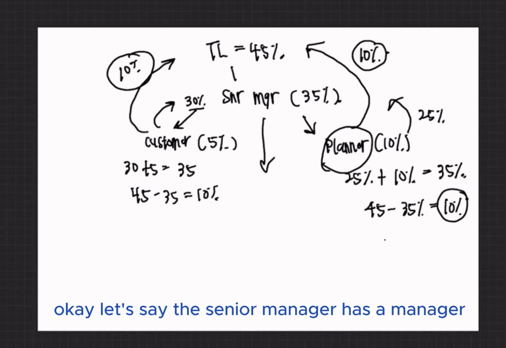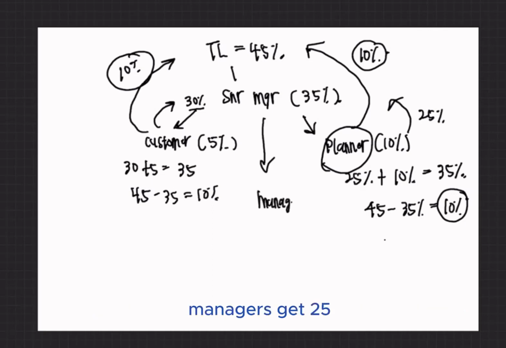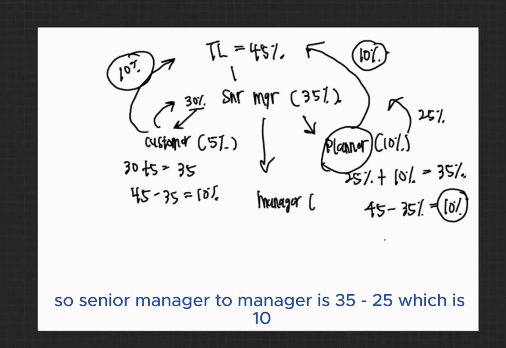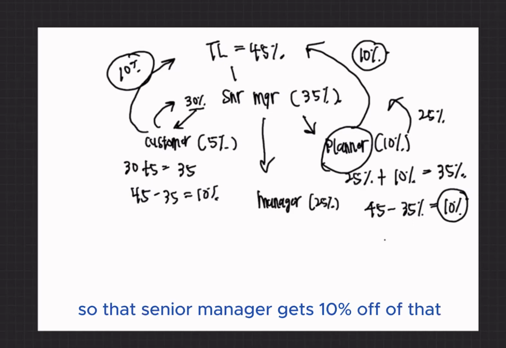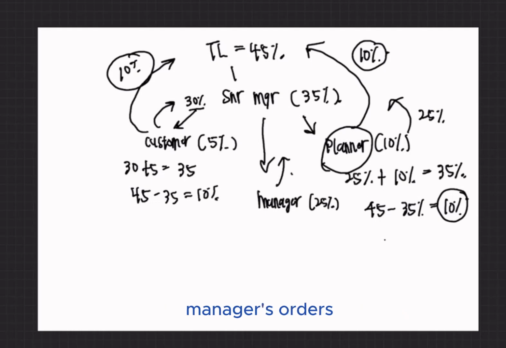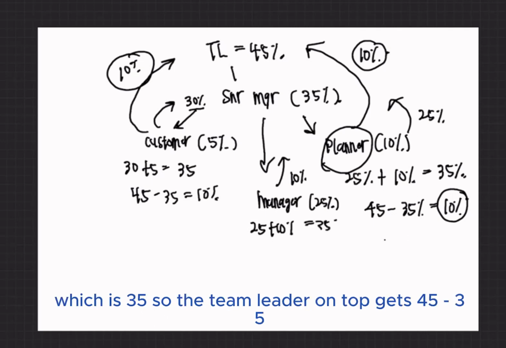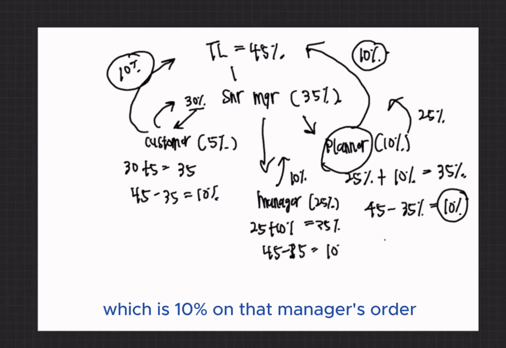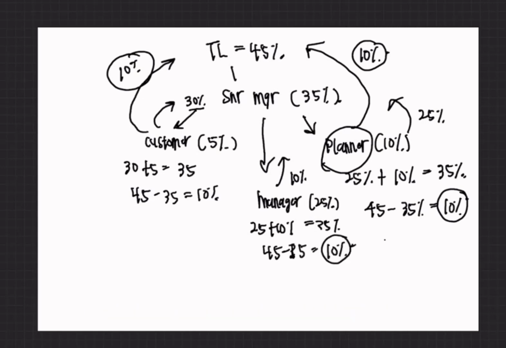Okay, let's say the senior manager has a manager. Managers get 25. So senior manager to manager is 35 minus 25, which is 10. So that senior manager gets 10% off of that manager's orders. So we've given away 25 plus 10, which is 35. So the team leader on top gets 45 minus 35, which is 10% on that manager's order.